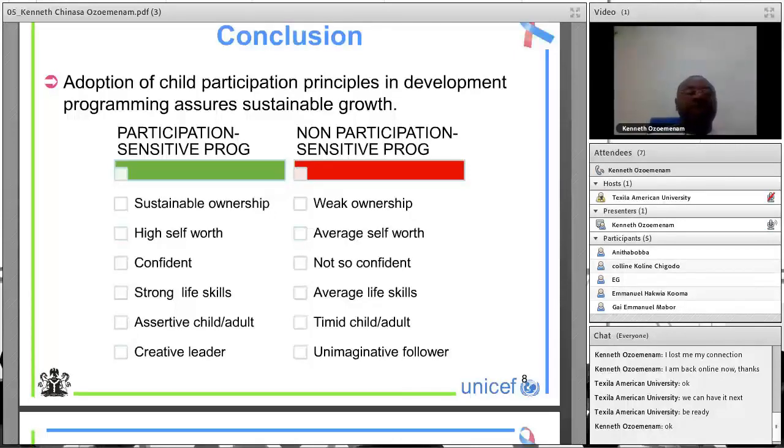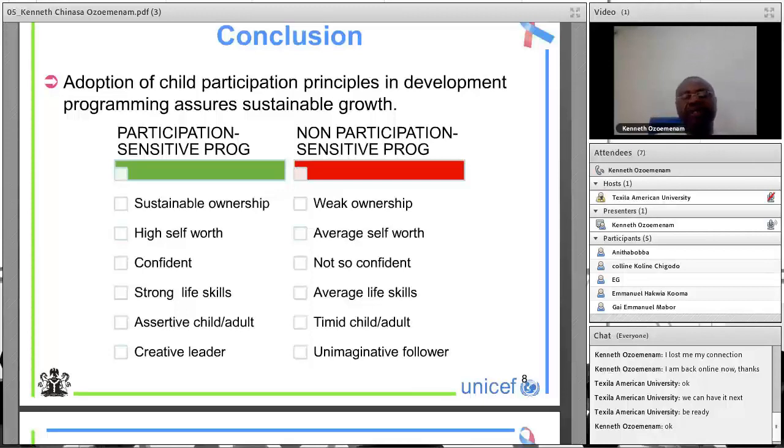In our conclusion, we concluded that adoption of child participation principles in development programming assures sustainable development growth. If programming is participation sensitive, then you will see an increase in sustainable ownership, in higher self-worth, in the confidence of the child, the life skills will be stronger, the child will be more assertive, and eventually become a creative leader in future. But if it is a program that doesn't care about children, doesn't take their issues into consideration, we will begin to discover that ownership will be weaker, self-worth will be lower, and confidence will be lower.